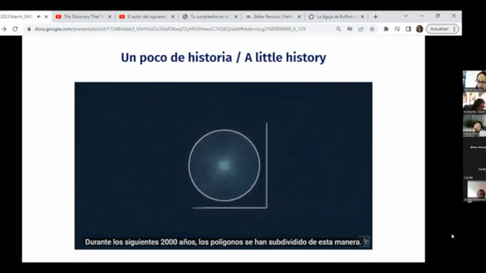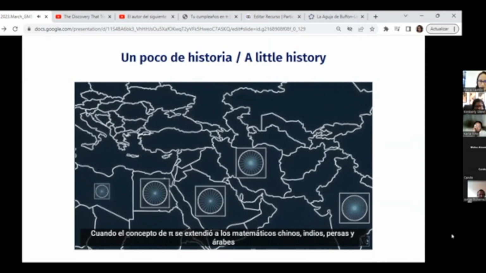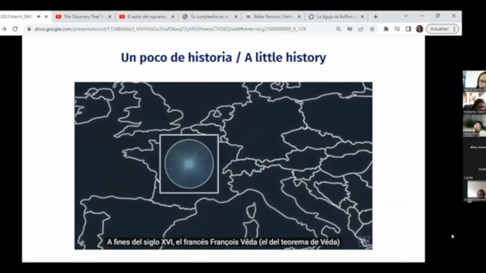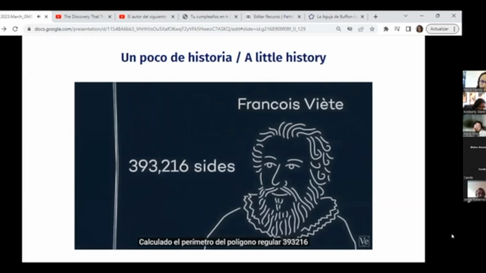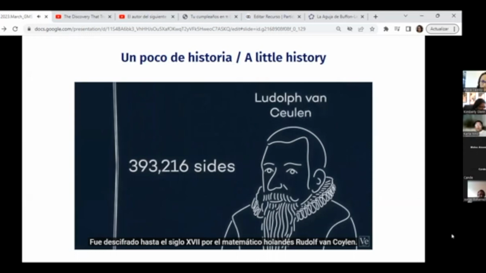As pi passed through Chinese, Indian, Persian, and Arab mathematicians, each contributed to these bounds along Archimedes' line. And in the late 16th century, Frenchman Francois Viète doubled a dozen more times than Archimedes, computing the perimeter of a polygon with 393,216 sides. Only to be outdone at the turn of the 17th century by the Dutch Ludolf van Keulen.